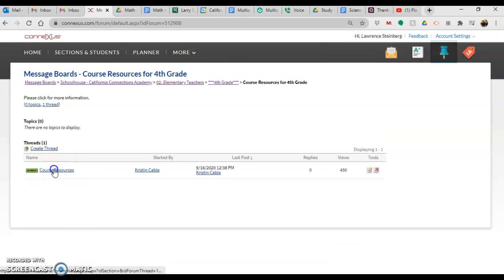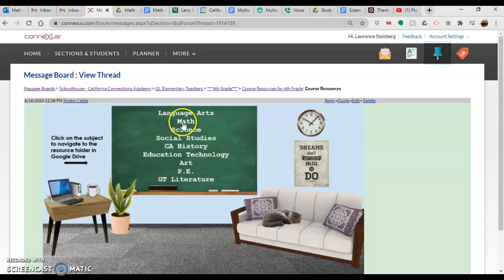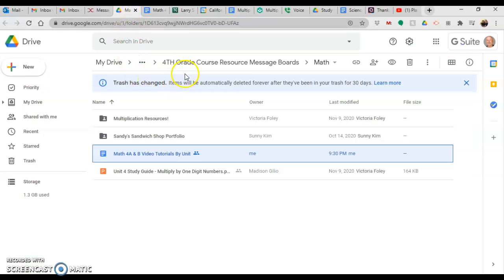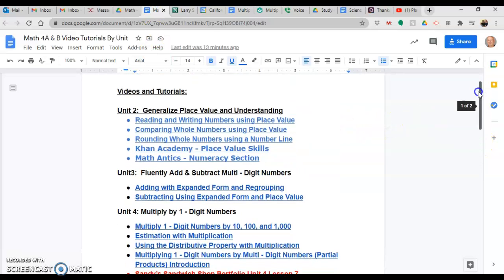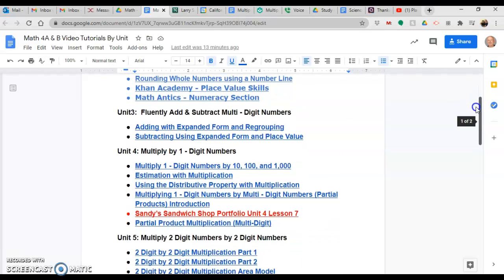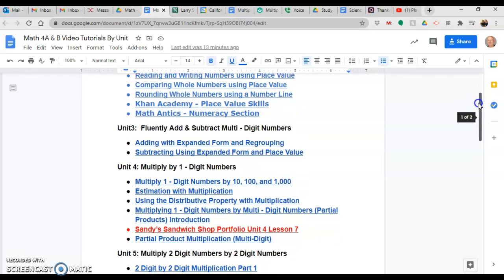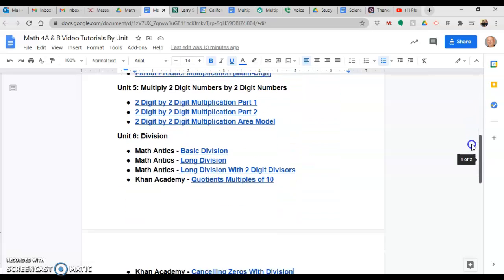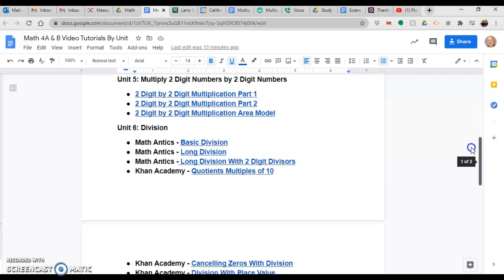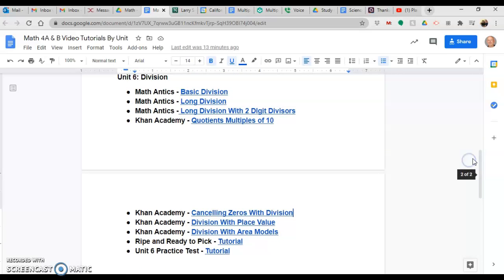And you'll click on this one, Course Resources. And when you click on Math right there, this is going to open up. You're going to get this Google Drive. And then you click on this one down here, Math 4A and B Video Tutorials by Unit. Then when you click on that, this is going to open up. And you can see all of these video tutorials, starting with place value in Unit 2. Unit 3 is adding and subtracting multi-digit numbers. Unit 4 is multiplying by one-digit numbers. Unit 5 is multiplying by two-digit numbers. And finally, Unit 6, now you have division.